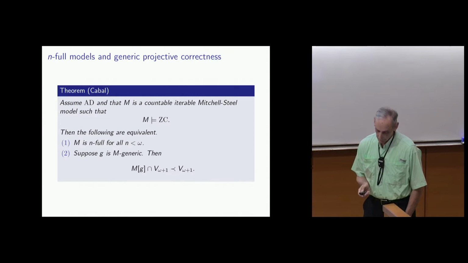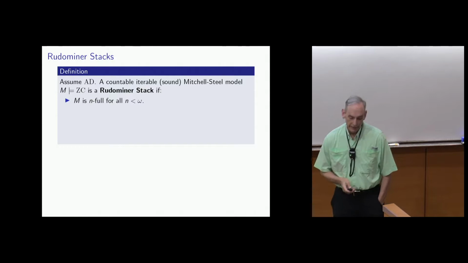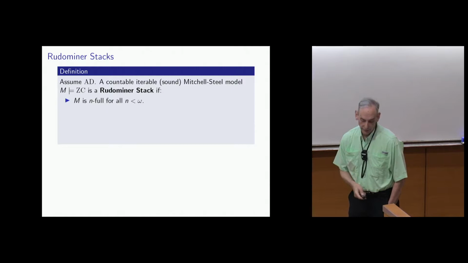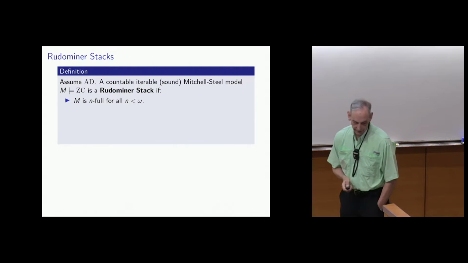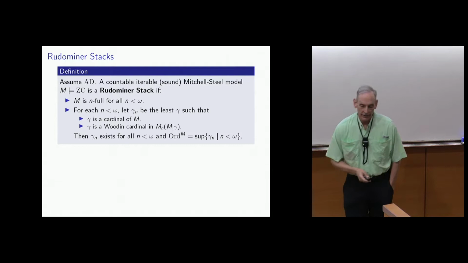Okay, so Rudimeyer defined two versions of models. Assume AD, a countable iterable sound Mitchell-Steele model satisfying Zermelo is a Rudimeyer stack. Obviously, he didn't call it a Rudimeyer stack. If it's n-full for all n, and now a smallness condition.